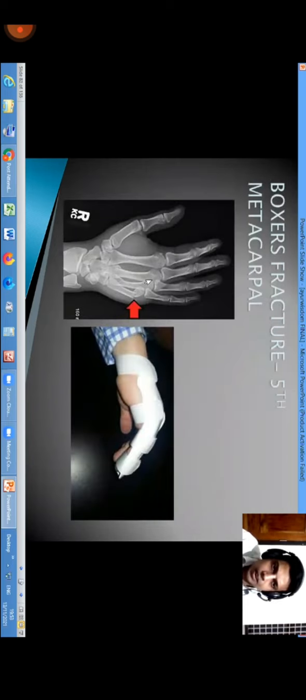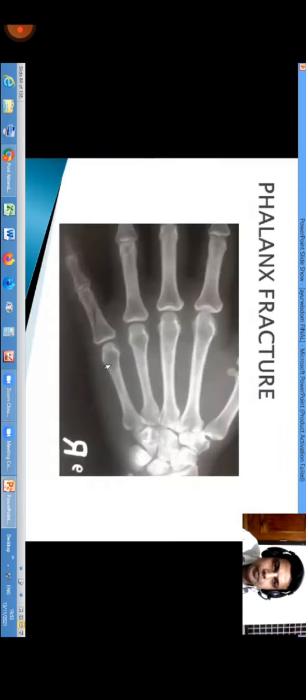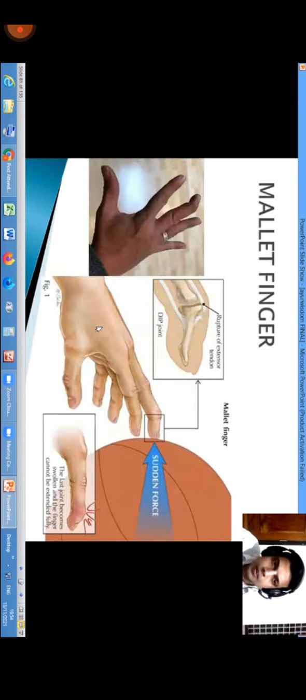Then, Boxer's fracture or fourth metacarpal fracture. This we can manage with splint. Then phalanx fracture. All phalanx fractures except intra-articular fractures we can manage easily with a splinted bandage.